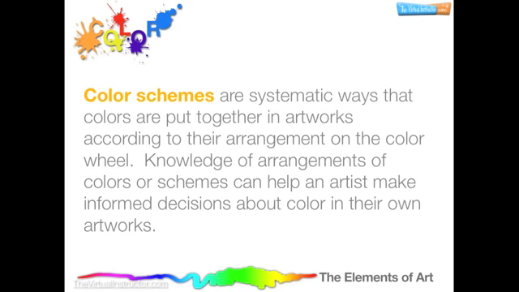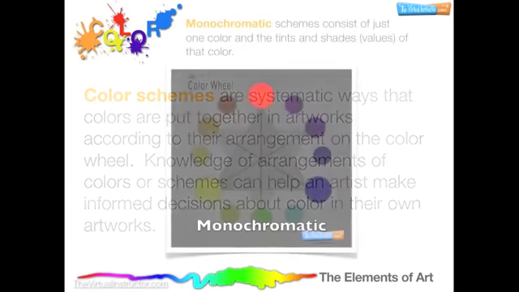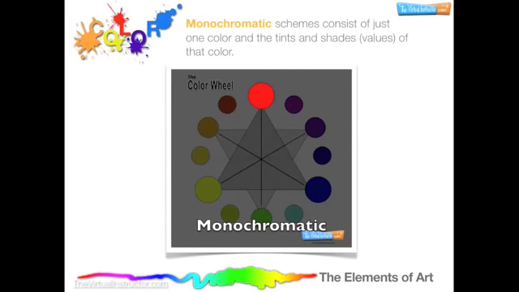Knowledge of arrangements of colors or schemes can help an artist make informed decisions about color in their own artworks. The first scheme we'll take a look at is monochromatic. Monochromatic schemes consist of just one color and the tints and shades or values of that color. Mono literally means one, and chroma refers to color. Monochromatic literally means one color.